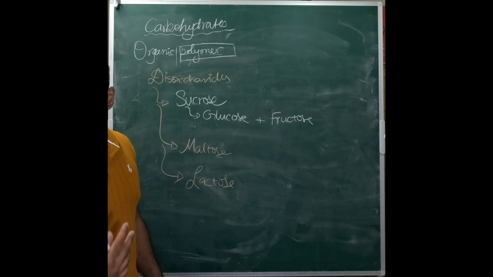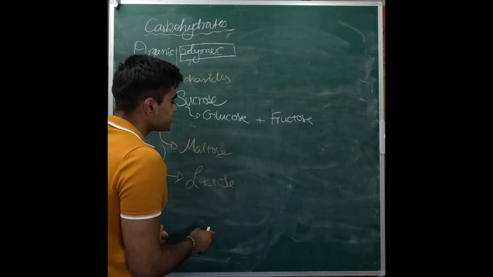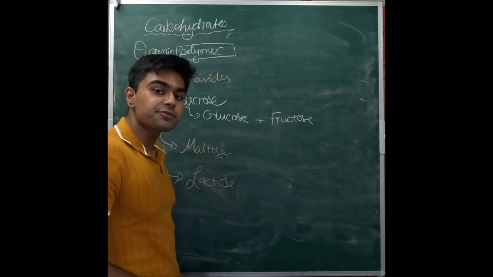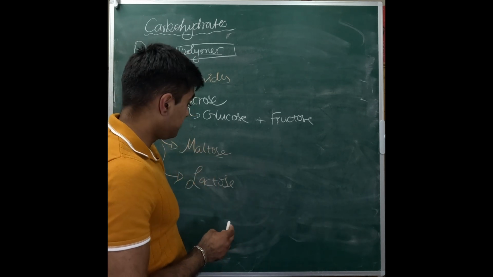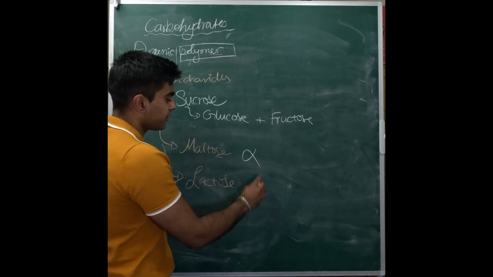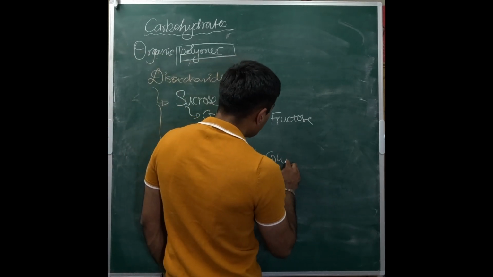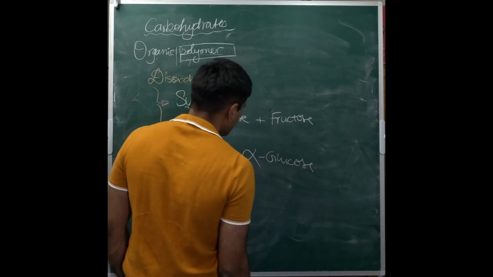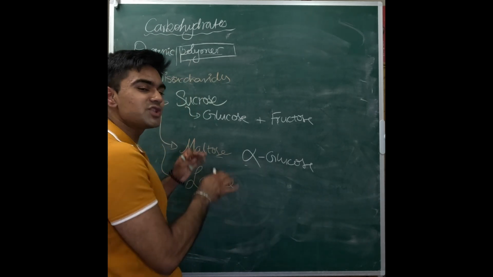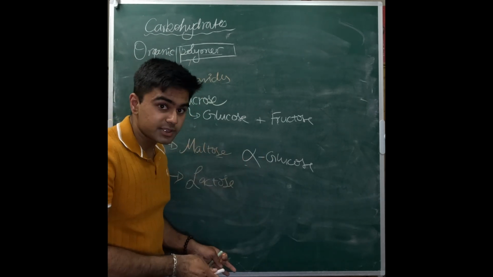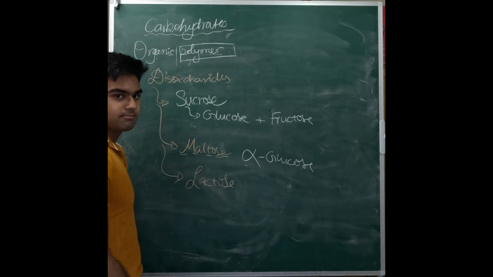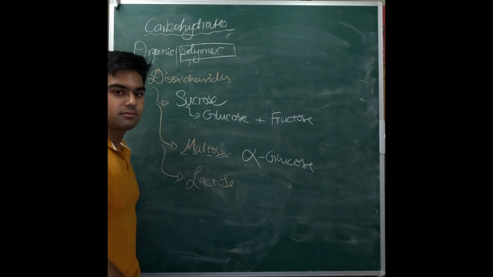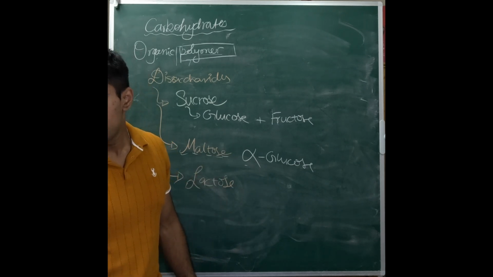What makes up maltose? Well, maltose conveniently is made out of only one type of monosaccharide joined together. What can it be? 2 alpha glucoses. Now I will go over what alpha glucose means just in a minute. Just remember alpha glucose, okay? 2 alpha glucose make up maltose. Just don't question it. We're going to go over it.